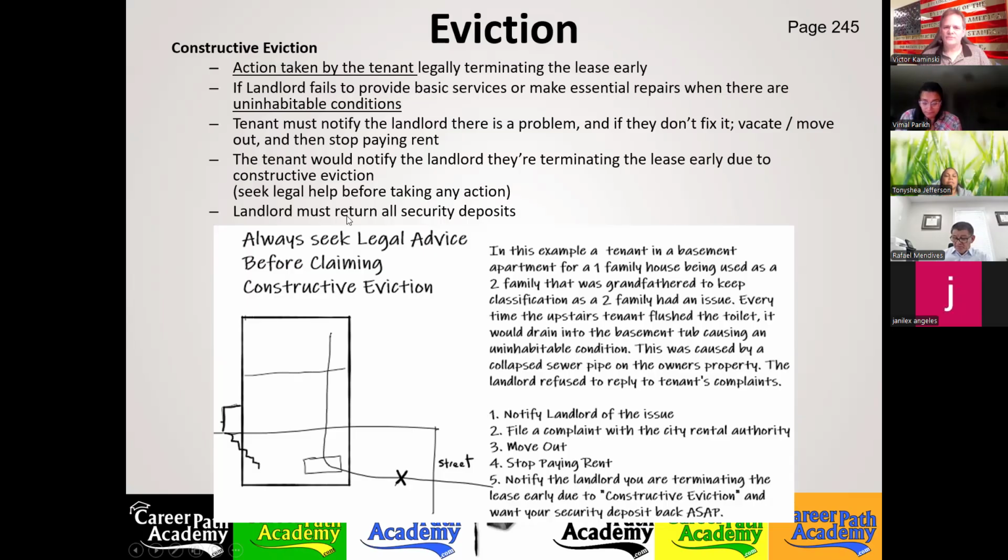So the landlord must return all those security deposits. So here's an example of a case that I had once, where it was a landlord I got a listing for, to rent a basement unit apartment in what was legally registered as a 2-family, but it was really a 1-family with a basement that he just stuck an outside door with the stairs to the basement. But it was grandfathered as a 2-family in Edison.